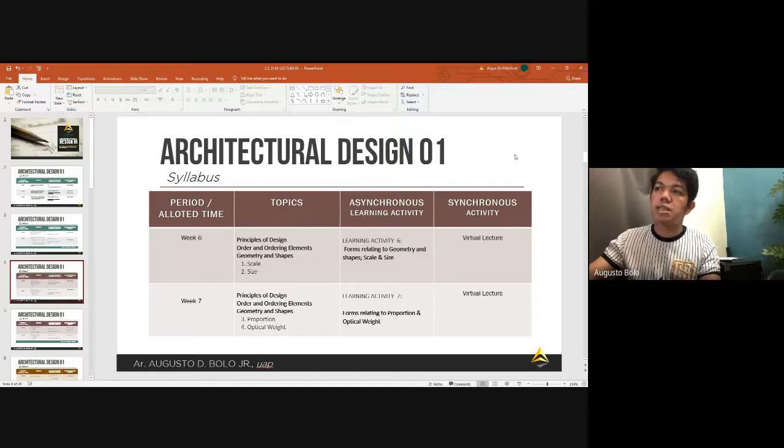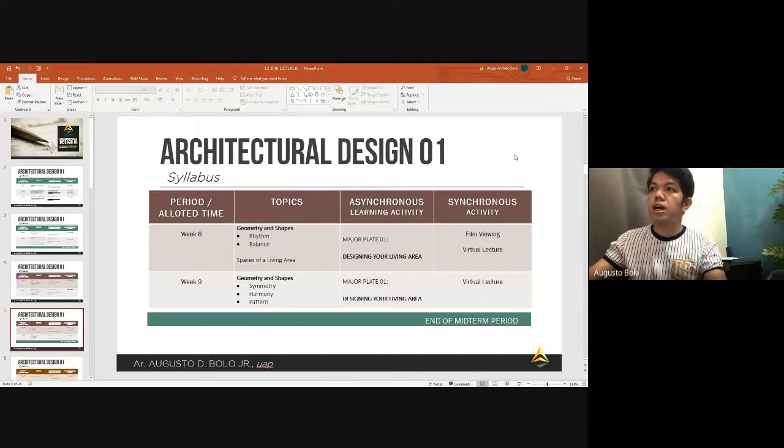Week 6, we will be discussing scale, size, and proportion, with optical weight on week 7. So that is a continuation. On week 8, this is vital. On week 8 and 9, this is your first major plate.